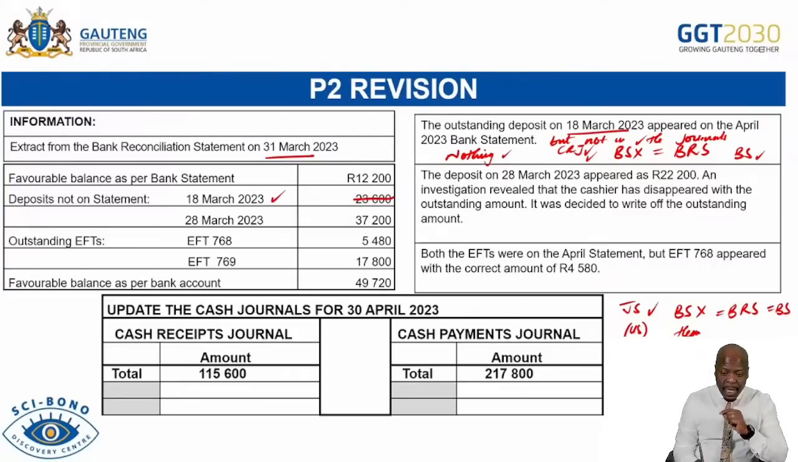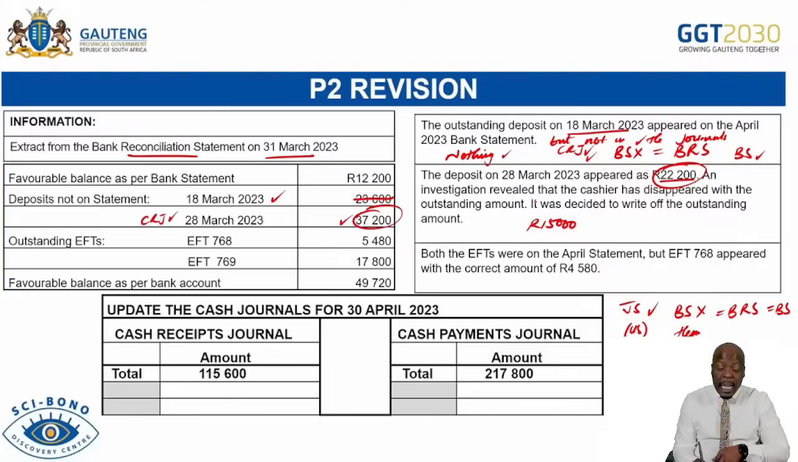The deposit on 28 March appeared as 22.2. Okay, so the deposit here was 37.2. Remember, this deposit would have been in the CRJ. It was in the CRJ. Are you still with me? But it did not appear on the bank statement. Hence, we find it in the BRS now. We're being told it has now appeared on the bank statement as 22.2. So you can see here there's a difference between 37.2 and 22.2. There's a difference of 15,000.